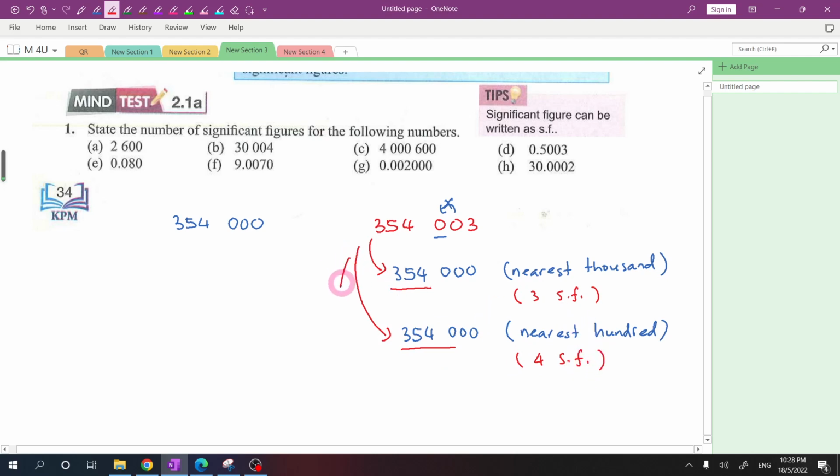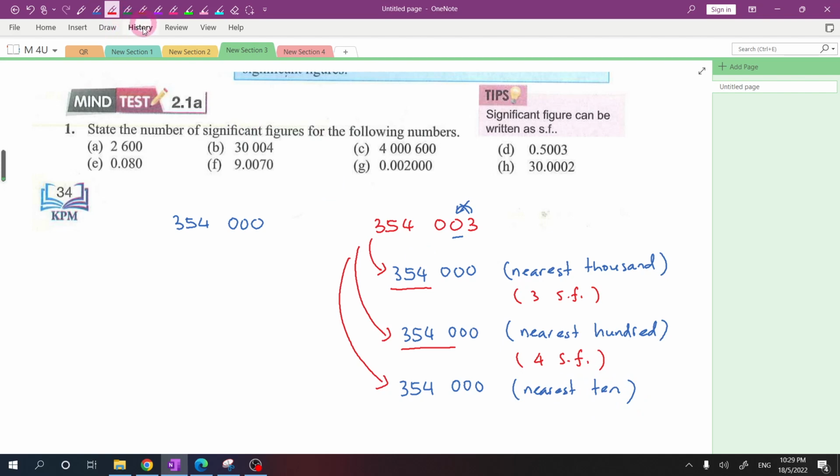Let me give you one more example. If I ask you to round off to the nearest 10, the 10 is over here. Still the same, we look at the digit on the right-hand side of this digit, 3. We don't have to add 1, so the answer will become 354000. The level of accuracy is to the nearest 10. Since we rounded off to the nearest 10 until here, how many significant figures do we have? 1, 2, 3, 4, 5. We have 5 significant figures.